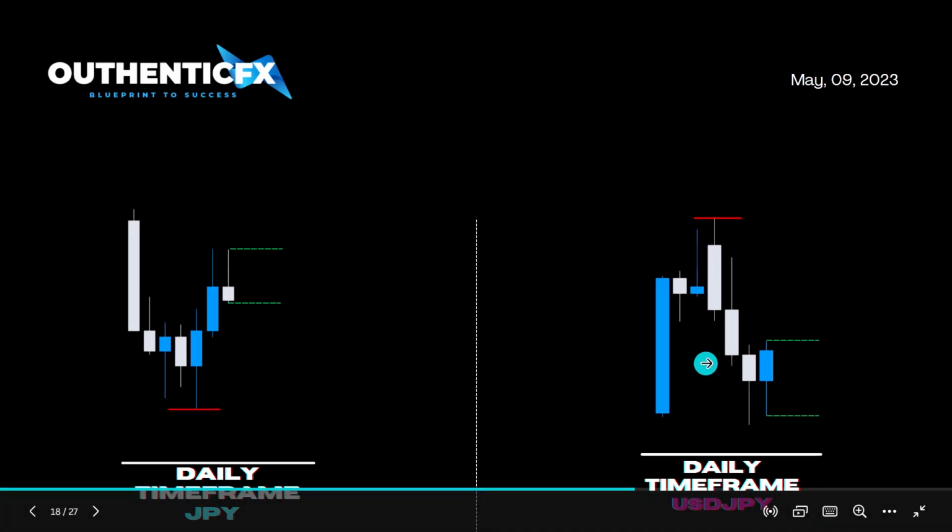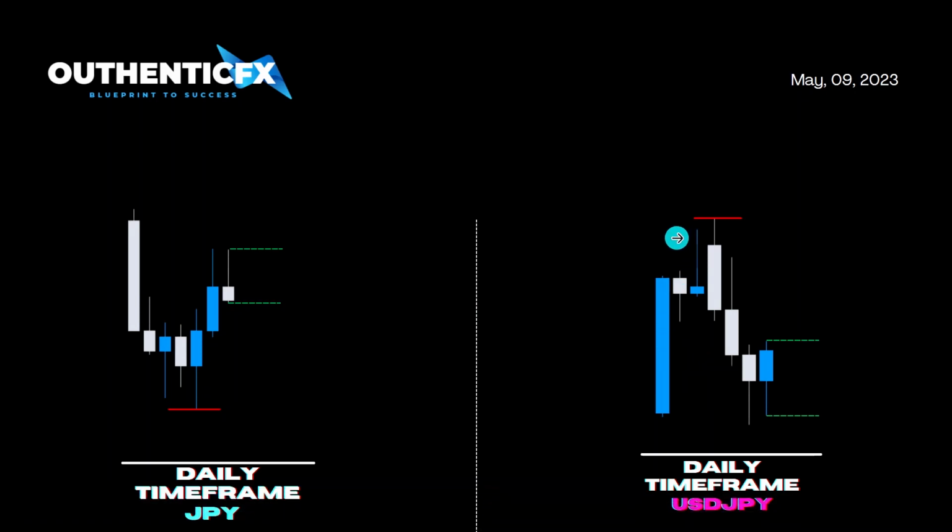And on USD JPY, we have a bullish move, right? And notice that the wicks have been built up on either side. We've got an intermediate term high and intermediate term low, which creates that buy side liquidity or buy stops, which we are going to target to take out on either side.